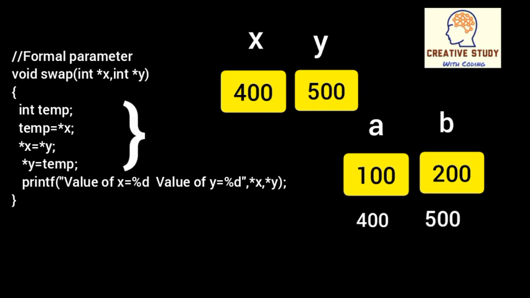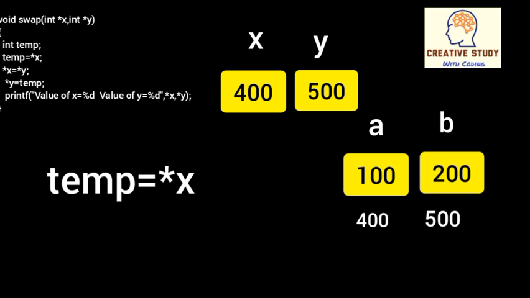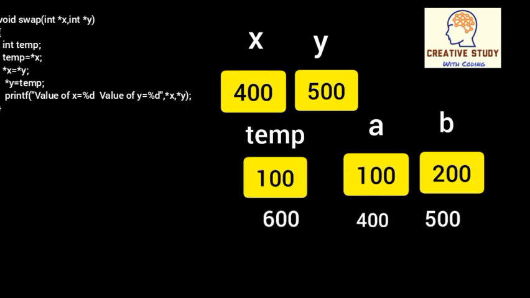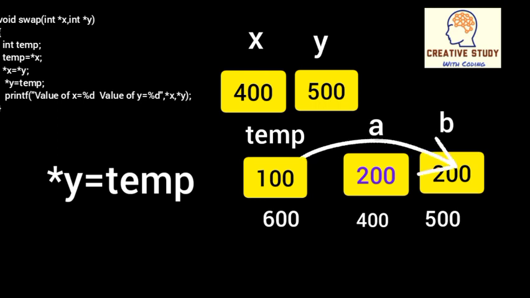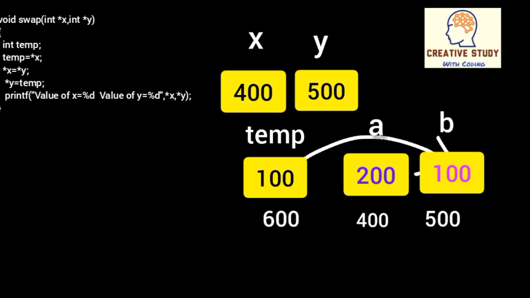And now let's see how this code for swapping works here. Temp equal to asterisk x means the value stored at x will be assigned to variable temp. Since the value stored at x is 100, temp will become 100. Asterisk x equal to asterisk y means the value stored at address y, that is 200, will be assigned to the value stored at address x. Asterisk x, that is a, will be 200 now. And asterisk y equal to temp means the value of temp, that is 100, will be assigned to the value stored at address y, which is b, so b will be 100. Thus you can see A has become 200 and B has become 100. That means values have been exchanged now.